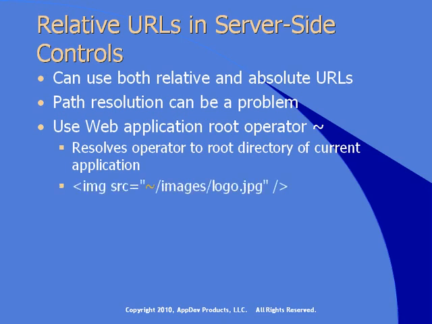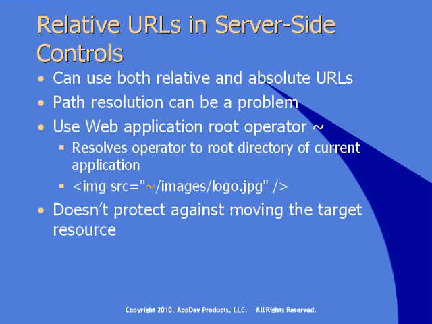So here's how you could use the web application root operator for the image tag to overcome the problem of relative URLs. Use a tilde that represents the root directory of the application, no matter where this image is being referenced in a server controller containing page. So use the tilde /images, because the images directory is a child of the root directory in this case, /logo.jpg. So now ASP.NET will do the right thing in resolving the relative URL, even if the page containing the link moves elsewhere in the folder structure.